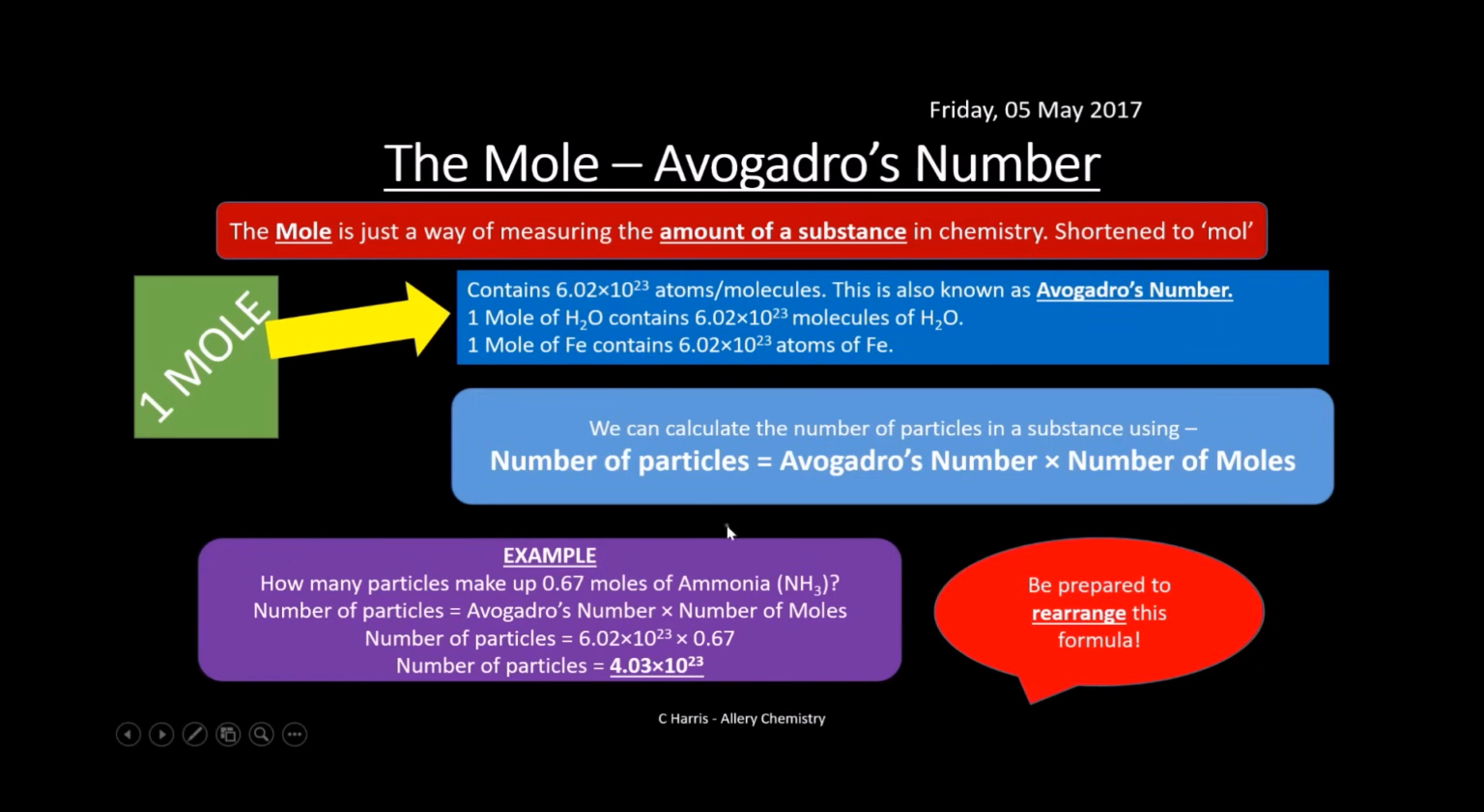So here's an example. If we're looking at how many particles make up 0.67 moles of ammonia, this could be a question they could ask. All we do is we use the formula: number of particles is Avogadro's number times the number of moles. So that's 6.02 times 10 to the 23, multiplied by the number of moles, 0.67, and we should get that many particles. Now it's a lot, but obviously particles are very small, so you would have a lot of them.